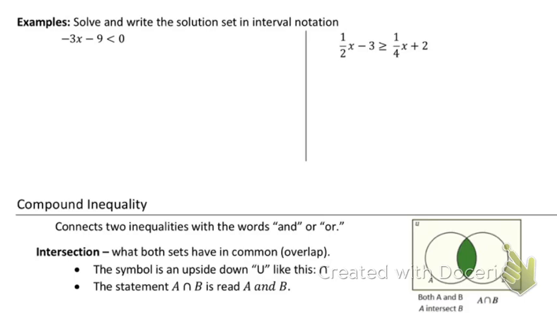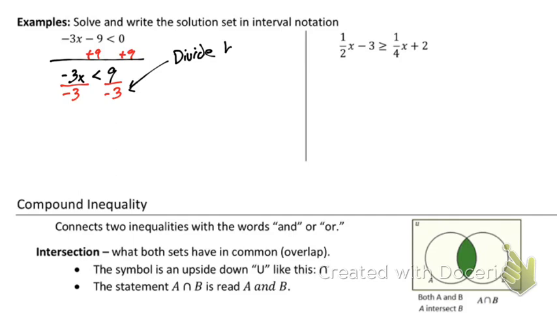We're going to start out the same way I would as if it was just a linear equation. I would add 9 to both sides, which would give me negative 3x is less than 9. But now we are going to divide by a negative number. And anytime we divide or multiply by a negative number, something should shoot off in our brain. So we divide by a negative. We need to flip the sign.